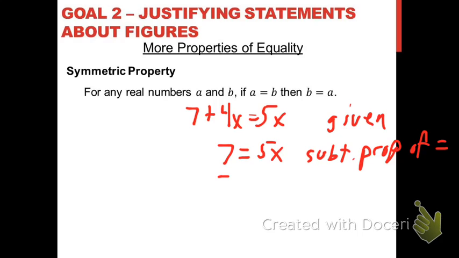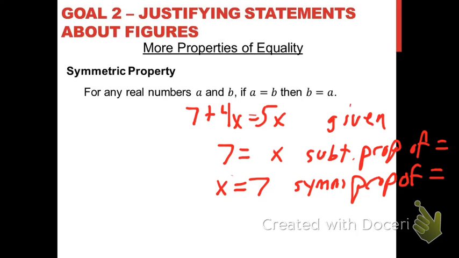Oh, you know what? That's not equal to 5x, is it? You get 7 is equal to x when you subtract 4x from both sides. And then, oftentimes, we don't like leaving the variable on the right side of an answer, and so we switch the two sides of the equation. Instead of 7 equals x, we make it x equals 7. And when you just switch the sides of the equation like that, you're making use of the symmetric property of equality.